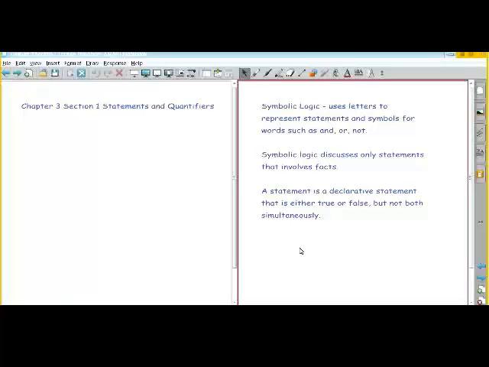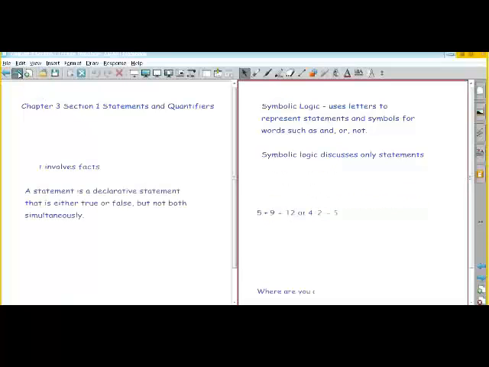So what we're going to do is look at some statements, see whether they fit the requirements to be a logic statement. And then we're going to take statements together and represent those by a mathematical expression using symbols instead of words. That's kind of the gist of what we're doing in this first section.